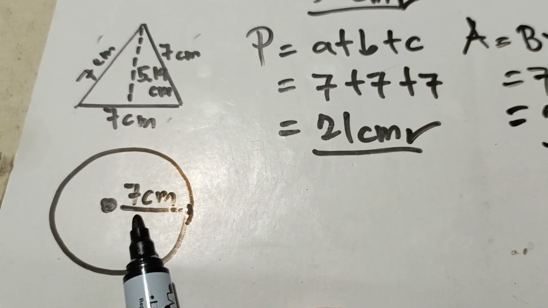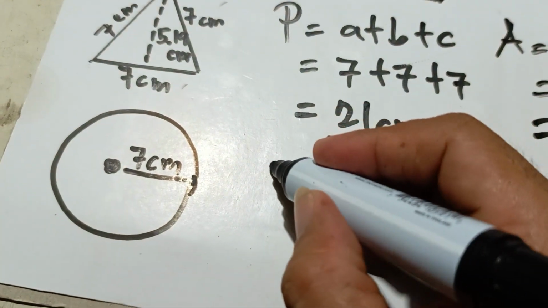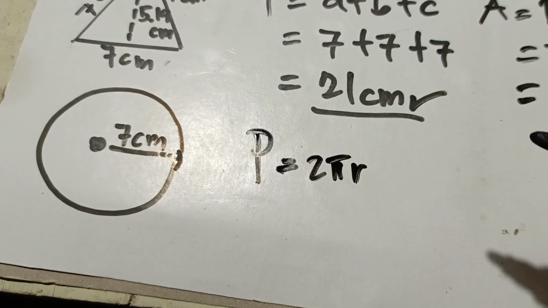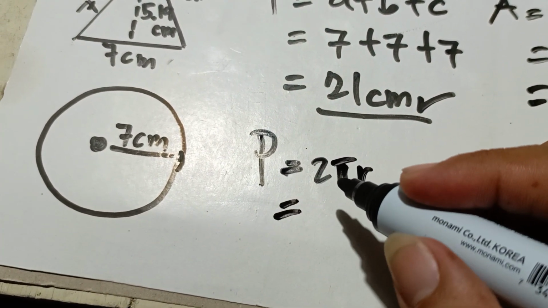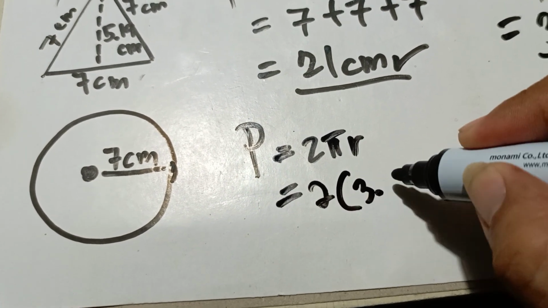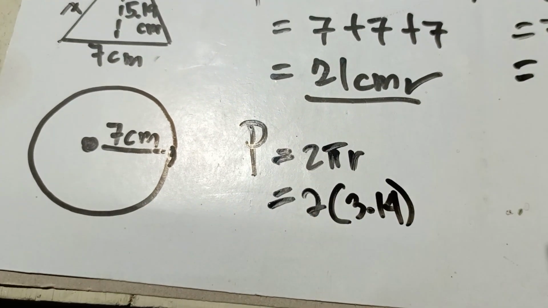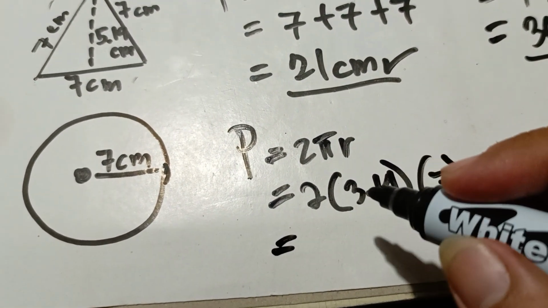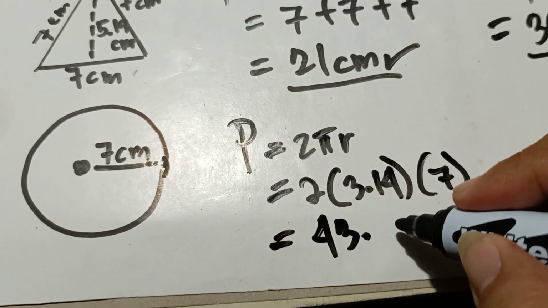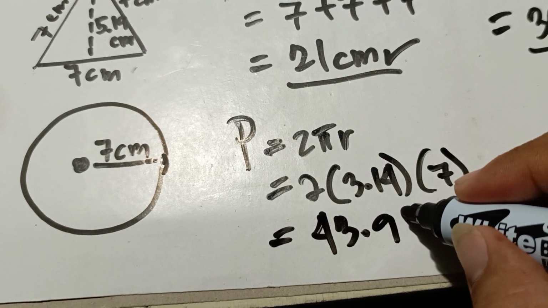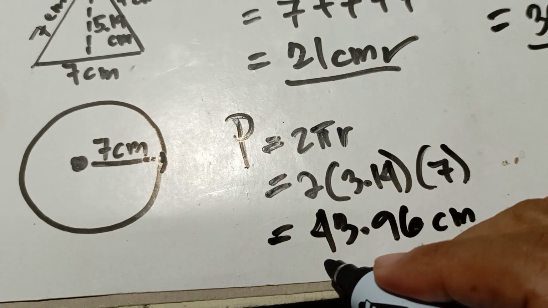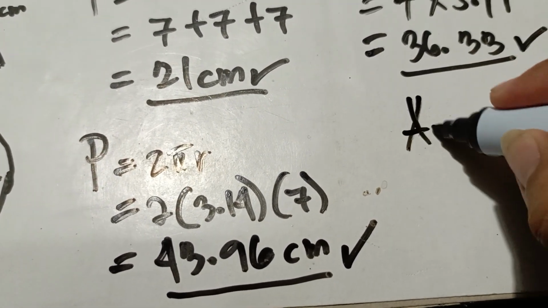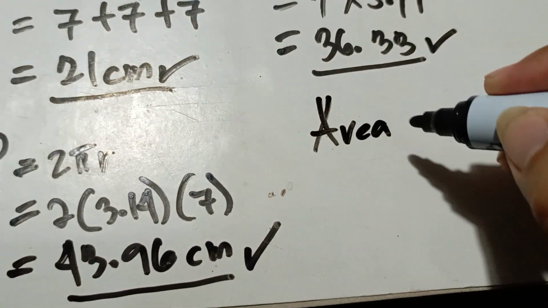Next is circle, 7 centimeters. Perimeter is equals 2 pi r is equals 2 pi, which is equivalent to 3.14, times 7 centimeters times 7 is equals perimeter 43.96 centimeters.